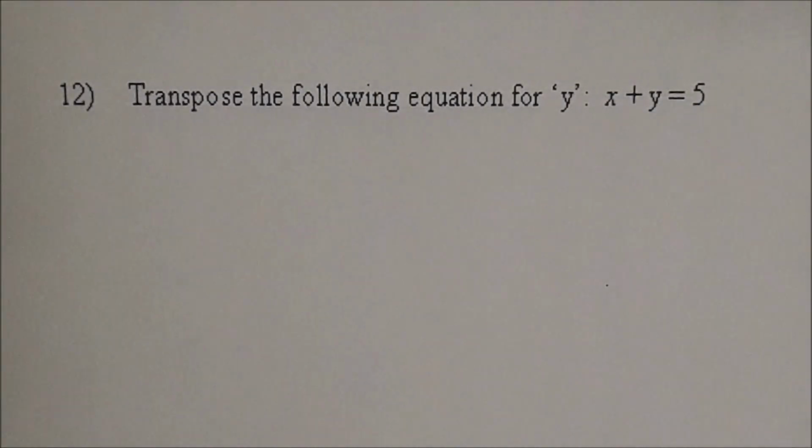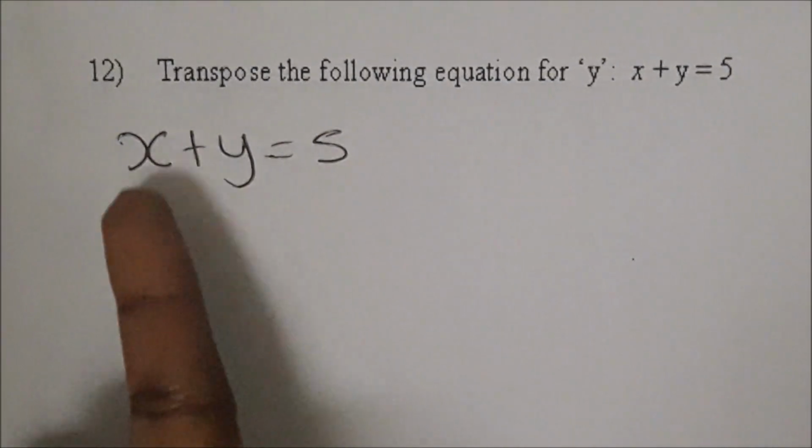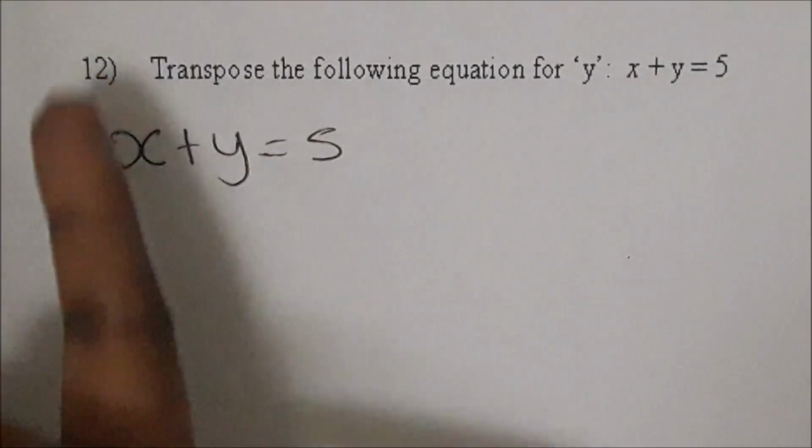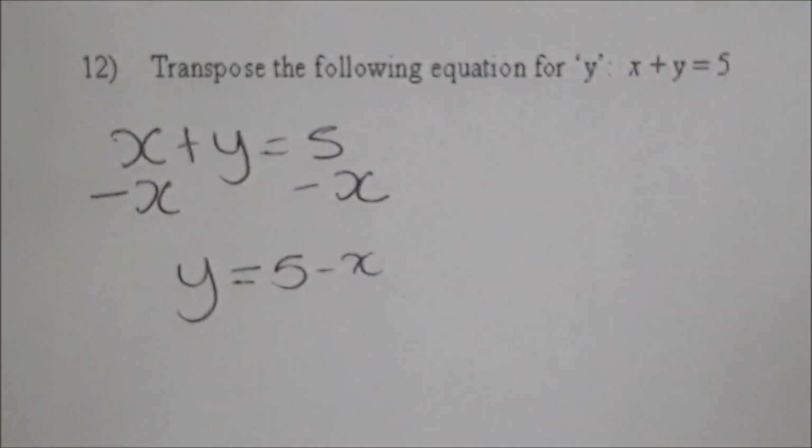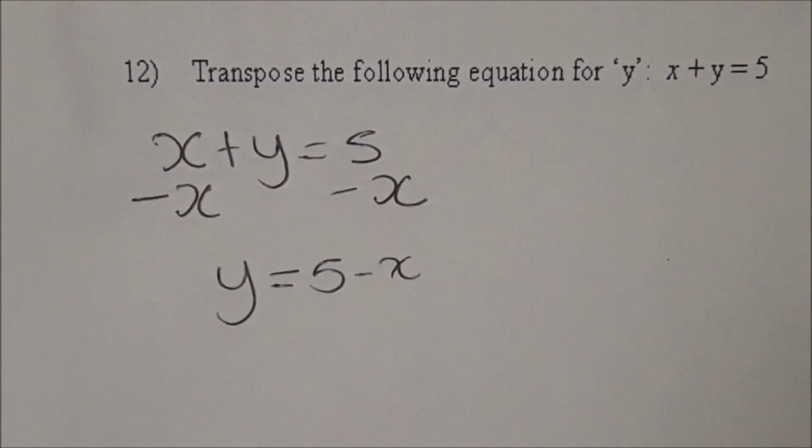Number 12. Excellent. Transpose the following equation for y: x plus y equals 5. Okay, what does transpose mean? The term transpose means that we must find the subject. We must make y the subject. X is being added to our y. The inverse of that would be to subtract x on both sides, leaving us with y equals 5 minus x. Okay, and that's it. As simple as that. You want to make y the subject when you transpose it, so you get y is equal to 5 minus x. Very good.